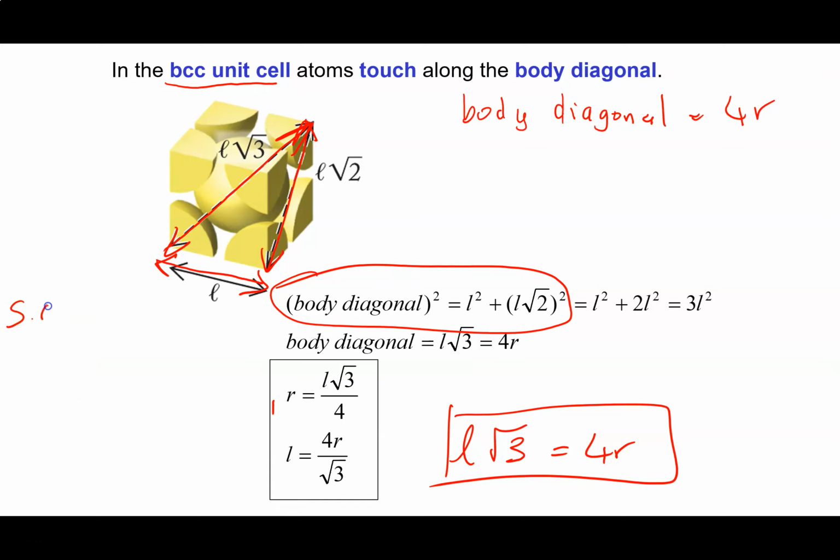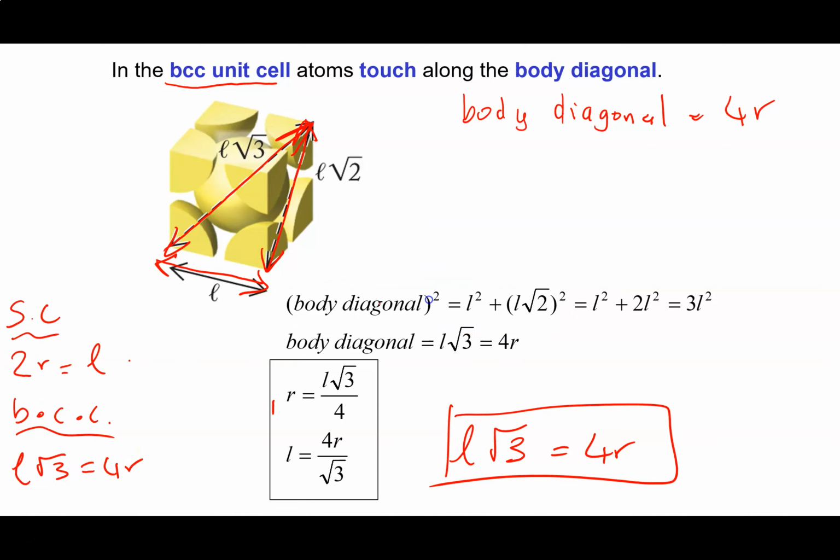So for simple cubic, what we have is 2R equals L. For body-centered cubic, this is the one that we've just been looking at, L root 3 is equal to 4R. And for face-centered cubic, we have that L root 2 is equal to 4R. So you need to have that information at hand as you're working through problems based on this content.